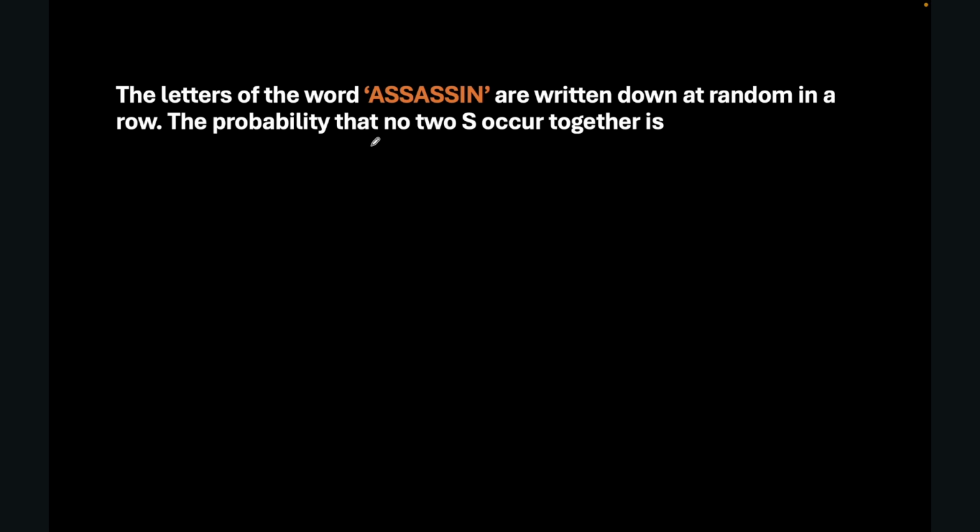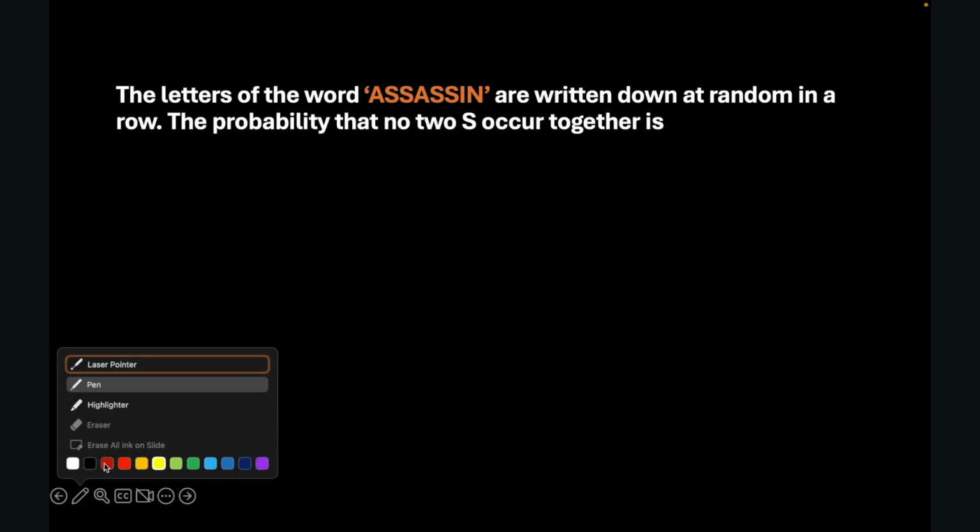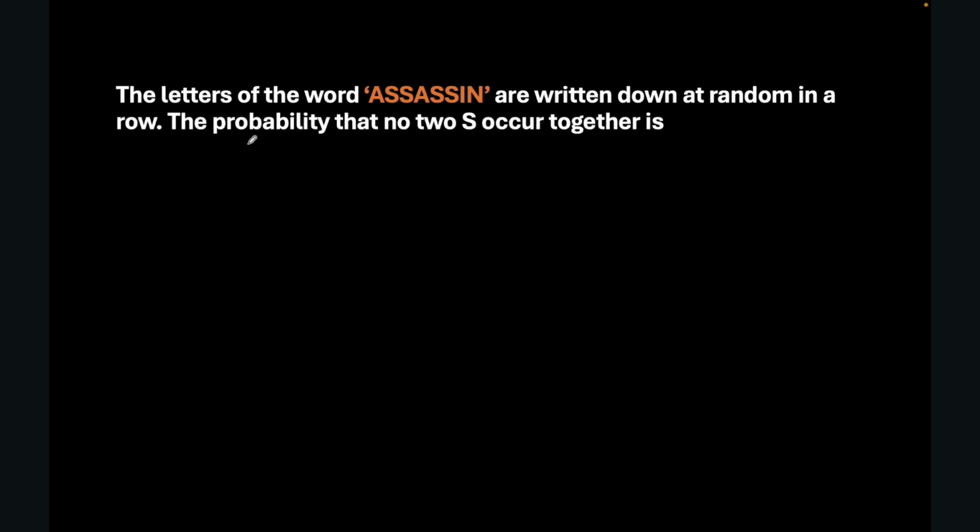Sorry. The letters of the word ASSASSIN are written down at random in a row. The probability that no two S occur together is what? Okay, so kind of like an arrangement again, except we have to find a probability. Let's start off with how we would do it if this was just a permutation, a combination question, right? If that was the case, we'll first find the ways of arrangement, and then we can think about the probability part.